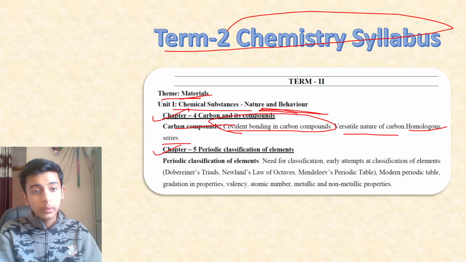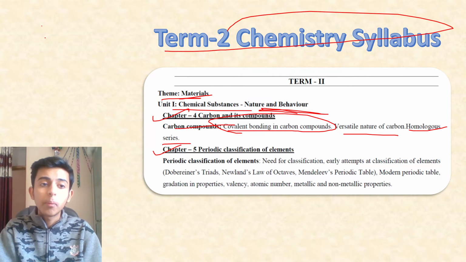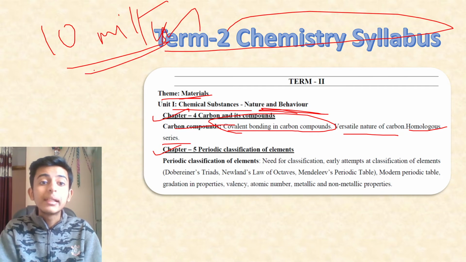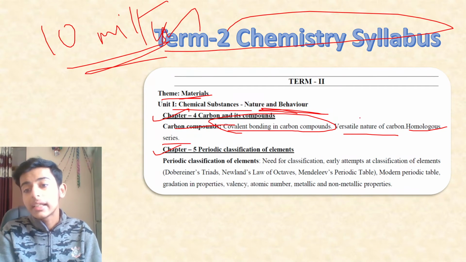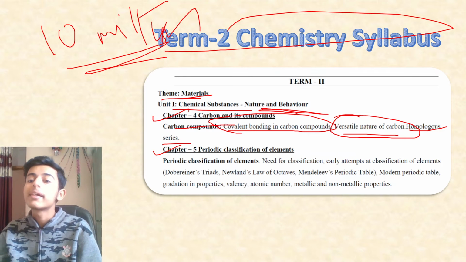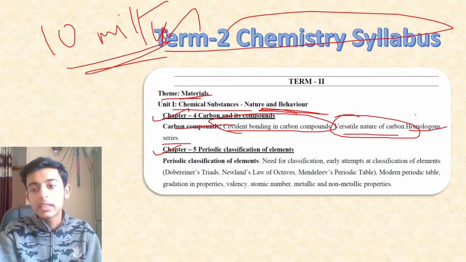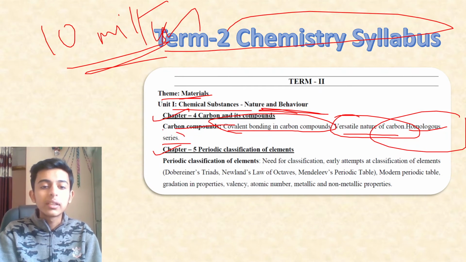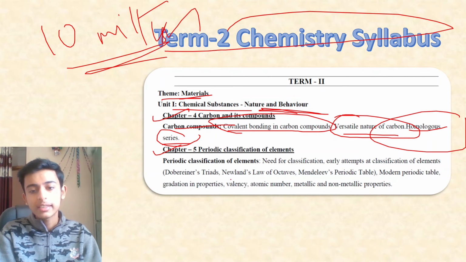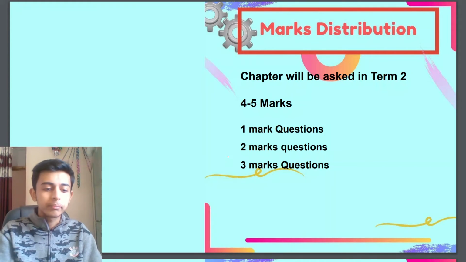First of all, what is covalent bonding? How carbon forms more than 10 million compounds. How? Versatile nature of carbon. What is so special about carbon that we are studying about it, and the homologous series, that is about the hydrocarbons and all that we'll be reading. And periodic classification of elements, need for classification, that we look in that chapter.